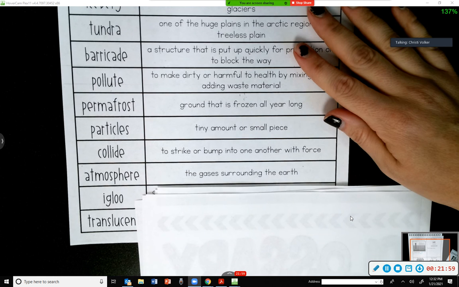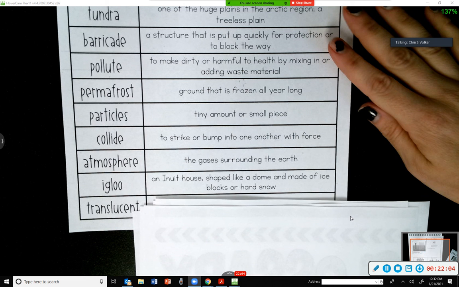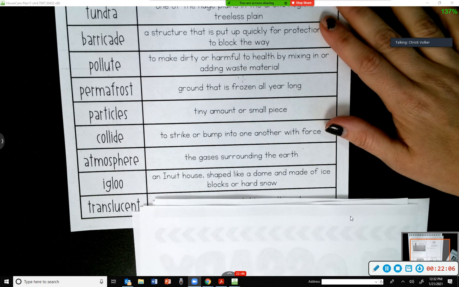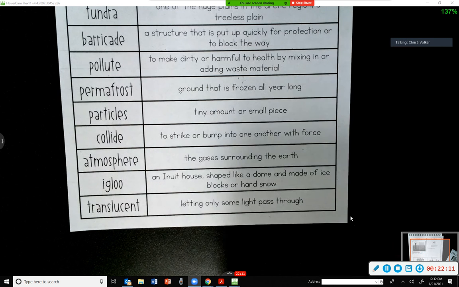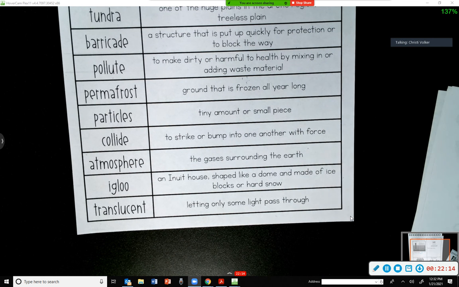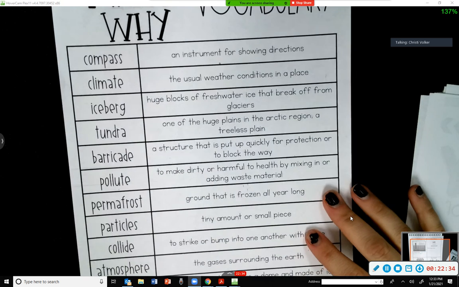Igloo. Igloo, everybody knows what that is. An Inuit house shaped like a dome made of ice. Translucent. Last one. Letting only some light pass through. So it's not completely see-through, but it's kind of like if you were looking through a frosted glass window where you can see through it, but you can't see all the way through it. It's not completely clear. Okay? That's what translucent means.